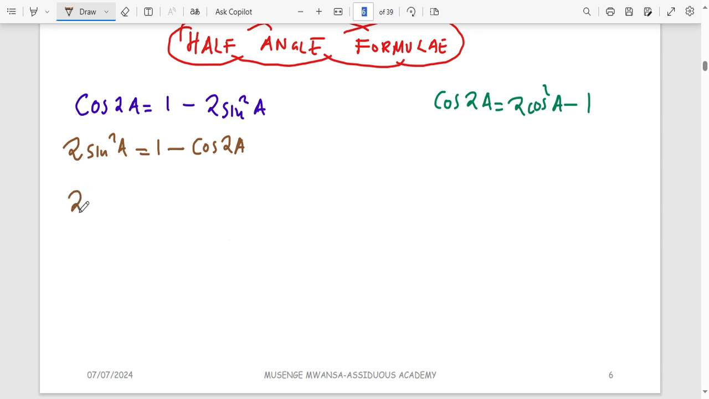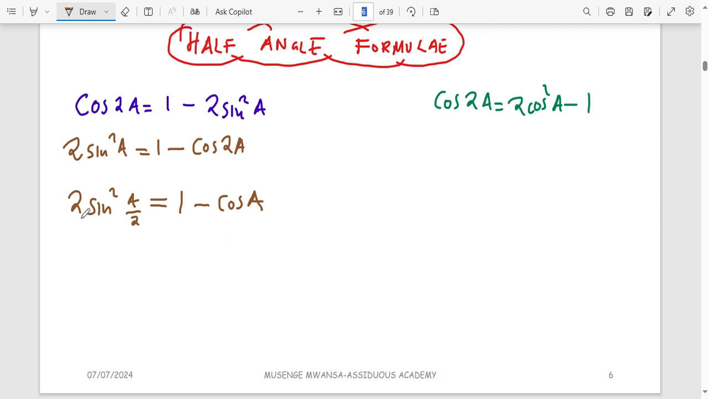So therefore, this will become 2 sin squared A over 2, equal to 1 minus cos A. Because this is 2A, the half of 2A is just A. So if I find the half of 2A, I should also find the half of A, which is A over 2.